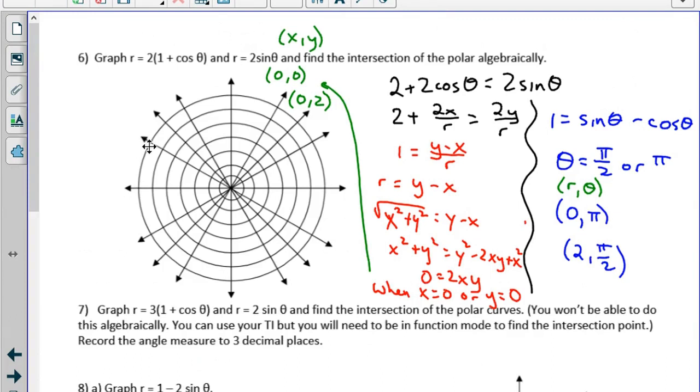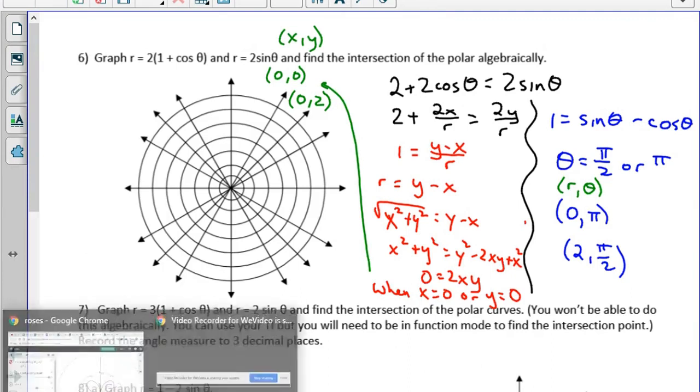Problem 6. Graph these two things and find the intersection of the polar curves algebraically. So all the algebra is there, I'll come back and explain it in a minute.